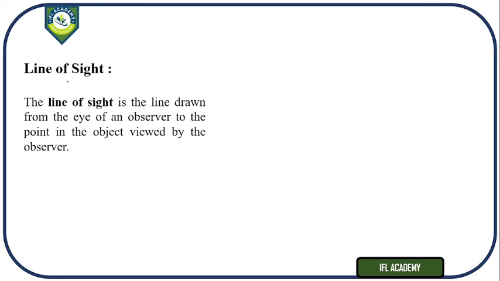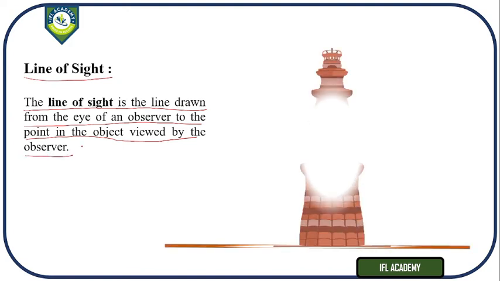The first term is line of sight. What do we mean by line of sight? The line of sight is the line drawn from the eye of an observer to the point in the object viewed by the observer. See the figure.